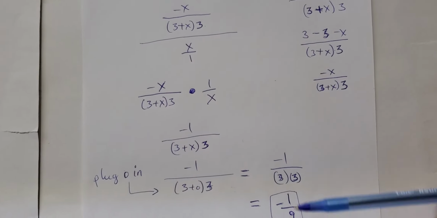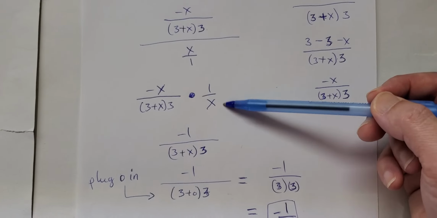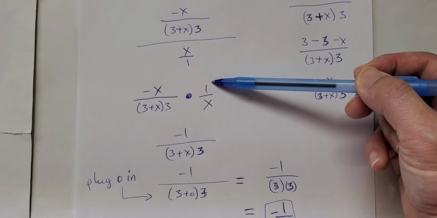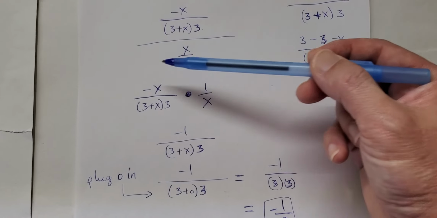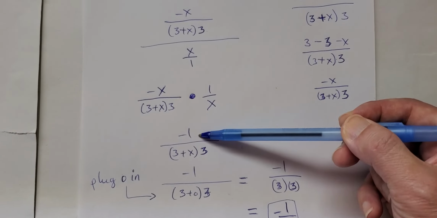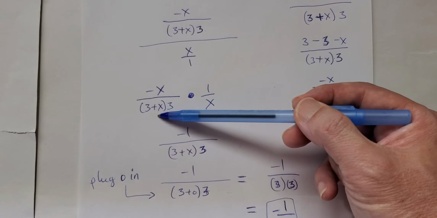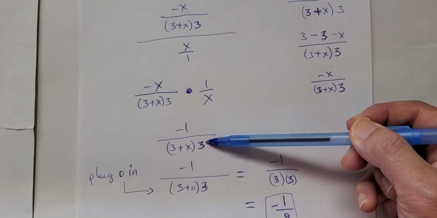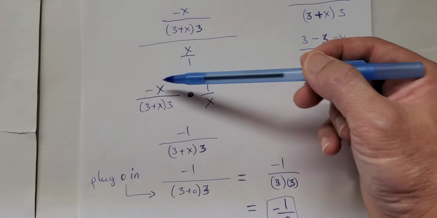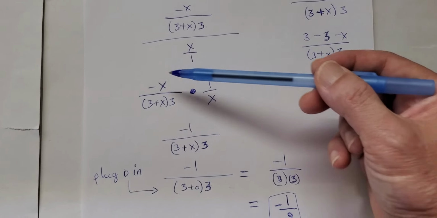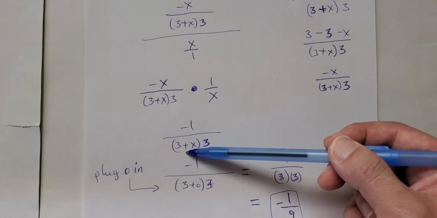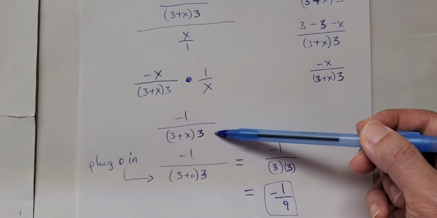As you can see, this x and this x cancel out, and now just multiply across. So negative 1 times positive 1 is negative 1. And then this right here, 3 plus x times 3, is just by itself. So leave it alone. So the x cancels out. All you have left is just the negative 1 and the parentheses 3 plus x outside with a 3.